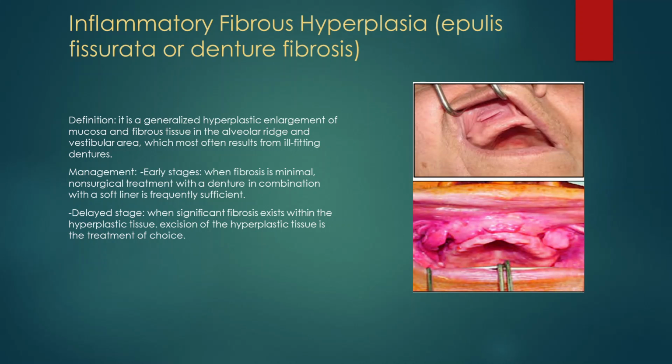If it's in the early stages when fibrosis is minimal, non-surgical treatment with the denture in combination with a soft liner is frequently sufficient, as we can see in picture 1. In the delayed stage, when significant fibrosis exists within the hyperplastic tissue, excision of the tissue is the treatment of choice, as we can see in picture 2.